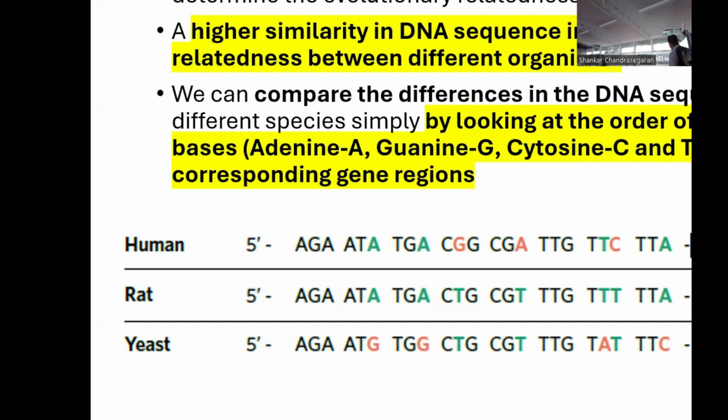Between humans and yeast, how many differences can you study? 1, 2, 3, 4, 5, 6, 7. So which one has more differences? The yeast compared to humans. So as a result, we can make a conclusion that rats are more closely related to humans than yeast.